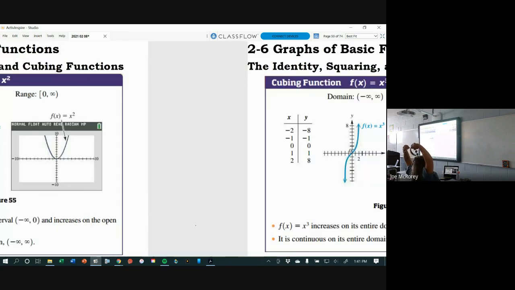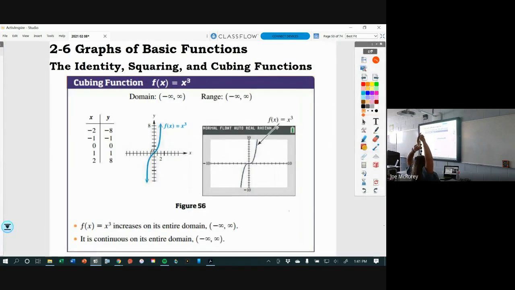Next function, the cubing function. On the cubing function, x can be anything, so the domain is all real numbers. The range can also be anything, so the range is all real numbers. As we read from left to right, this graph is always increasing. So this function is increasing on the entire domain. There are no holes, there is no discontinuity, therefore it's continuous on the entire domain. And that's the cubing function. Questions on anything so far?